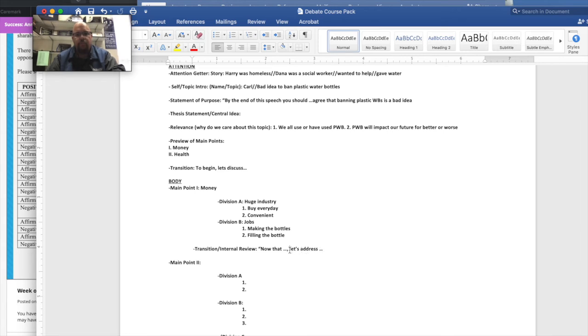Now that's a nice little transition. We know about the financial importance of plastic water bottles, so let's address the health issues surrounding plastic water bottles. Here we can just say we're going to do a discussion of health.